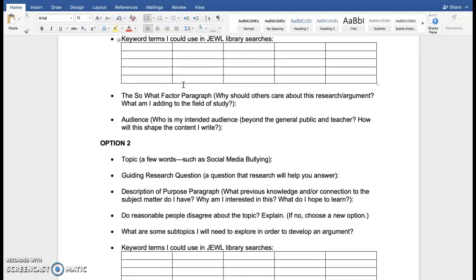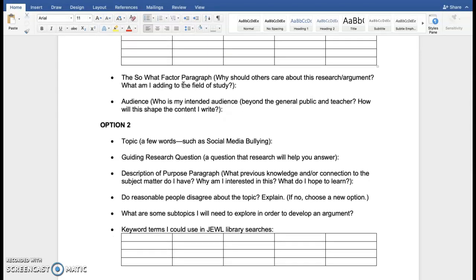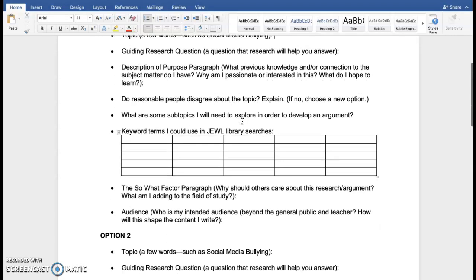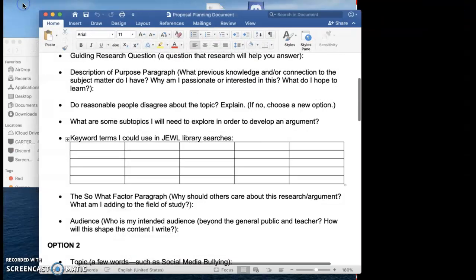The so what factor is, why should others care? So you're not just writing this for yourself. You want to have an audience in mind, and you want to make sure that you are adding and contributing something to this idea or this field of study. So I want you to think about why it matters, and then who your intended audience is beyond the general public. Oops, I have a double parentheses here. I'll get rid of that. So who beyond the general public and teacher, who will you have in mind that will help shape the content you write? So you're going to do this for at least 3 options.